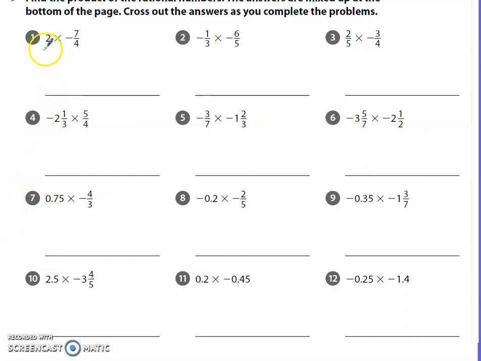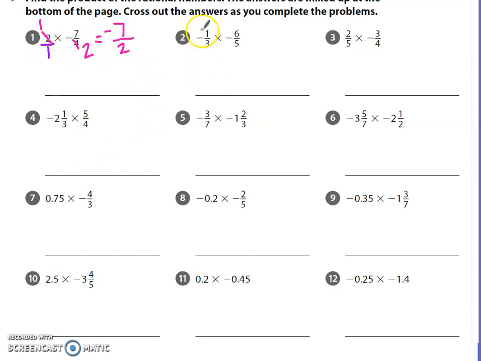So let's start. Anytime you have a whole number, it's always over 1. And I'm going to cross-cancel here because 2 goes into 4 evenly 2 times. And I'll have a 1. Now I can multiply straight across, numerators with numerators and denominators with denominators. And our final answer is negative because one of our rational numbers is negative.